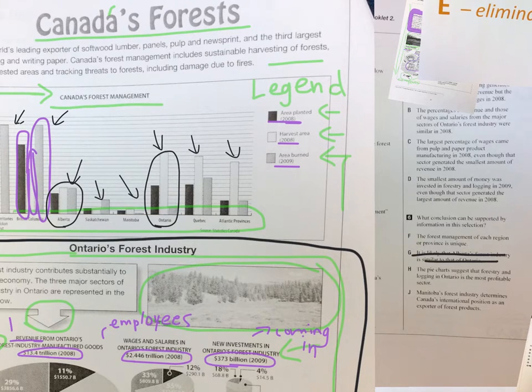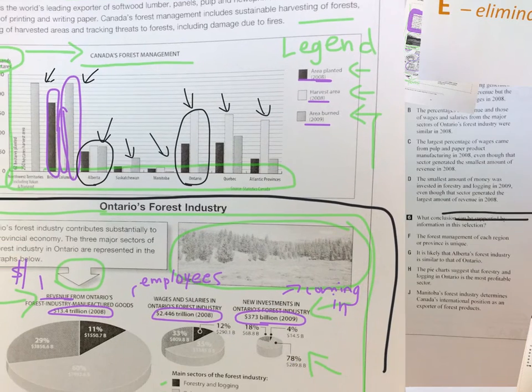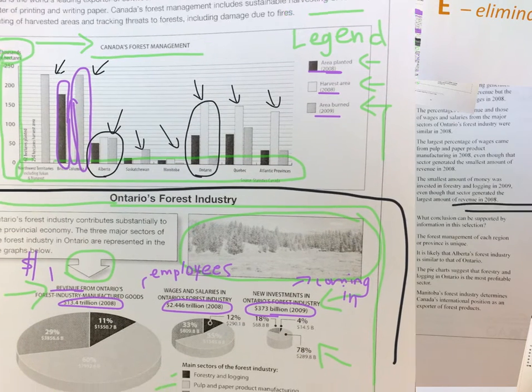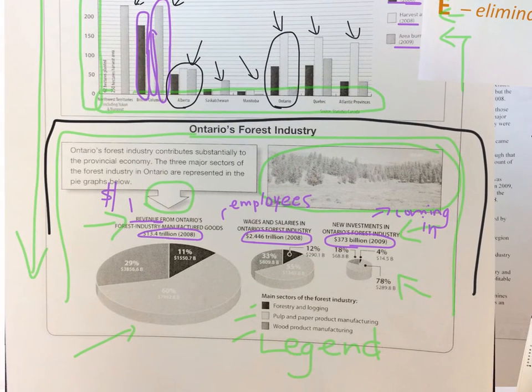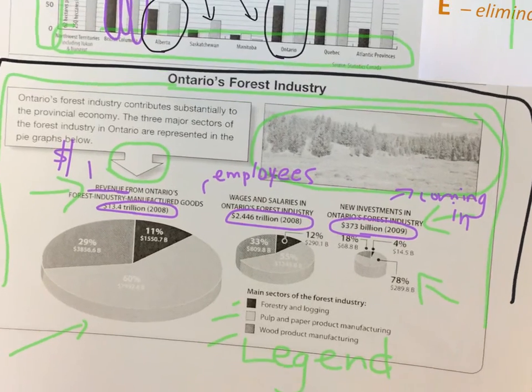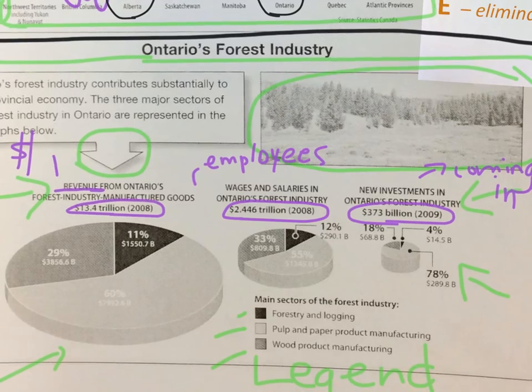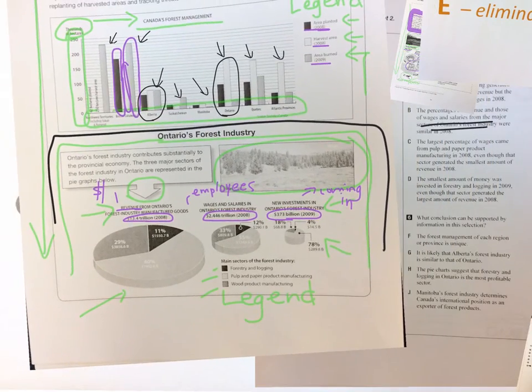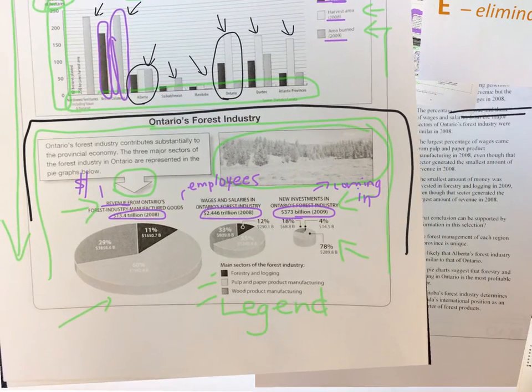Let's look at H. The pie chart suggests that forestry and logging in Ontario is the most profitable sector. Now, profitable means that it makes the most money, because when businesses make a profit, we know that means they're doing well. Let's look this time at the pie charts. We locate the information at the bottom of the page. We know this because they've told us to look here. So the question itself asks us to look at the pie charts. It says forestry and logging in Ontario is the most profitable.